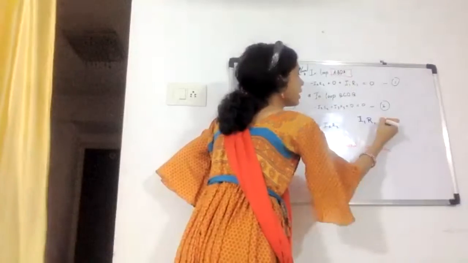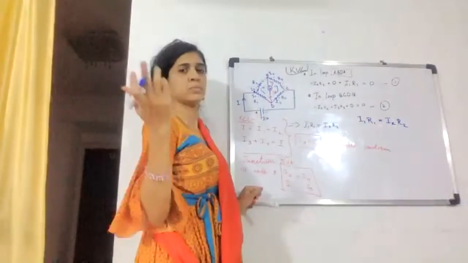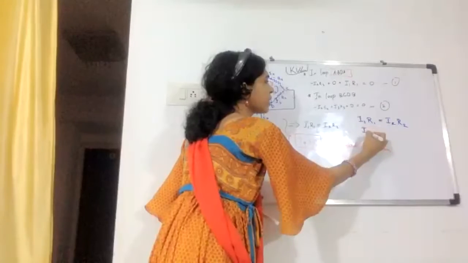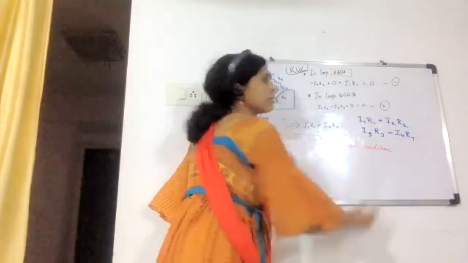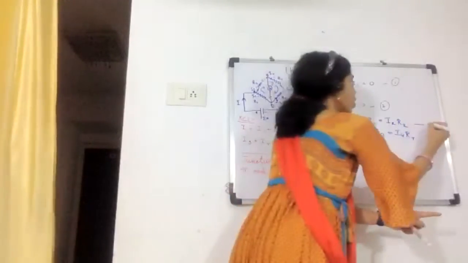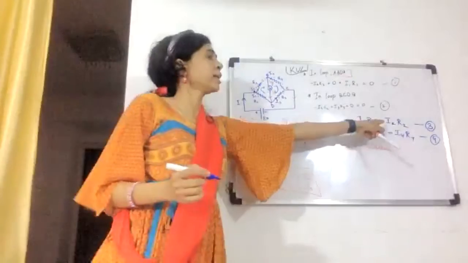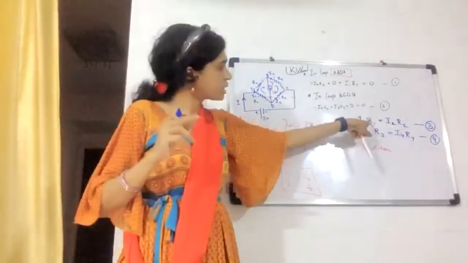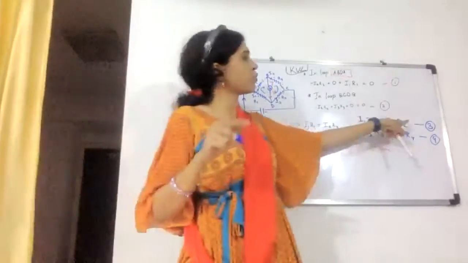I1 R1, can I write from equation 1 that I1 R1 is equal to I2 R2, Karan? Yes, ma'am. Now from the second equation, can I write I3 R3 is equal to I4 R4, students? Yes. Now this equation 3, all of you will do in the notebook. We'll divide the left hand side of equation 3 by the corresponding left hand side of equation 4, and do the same for the right hand side.